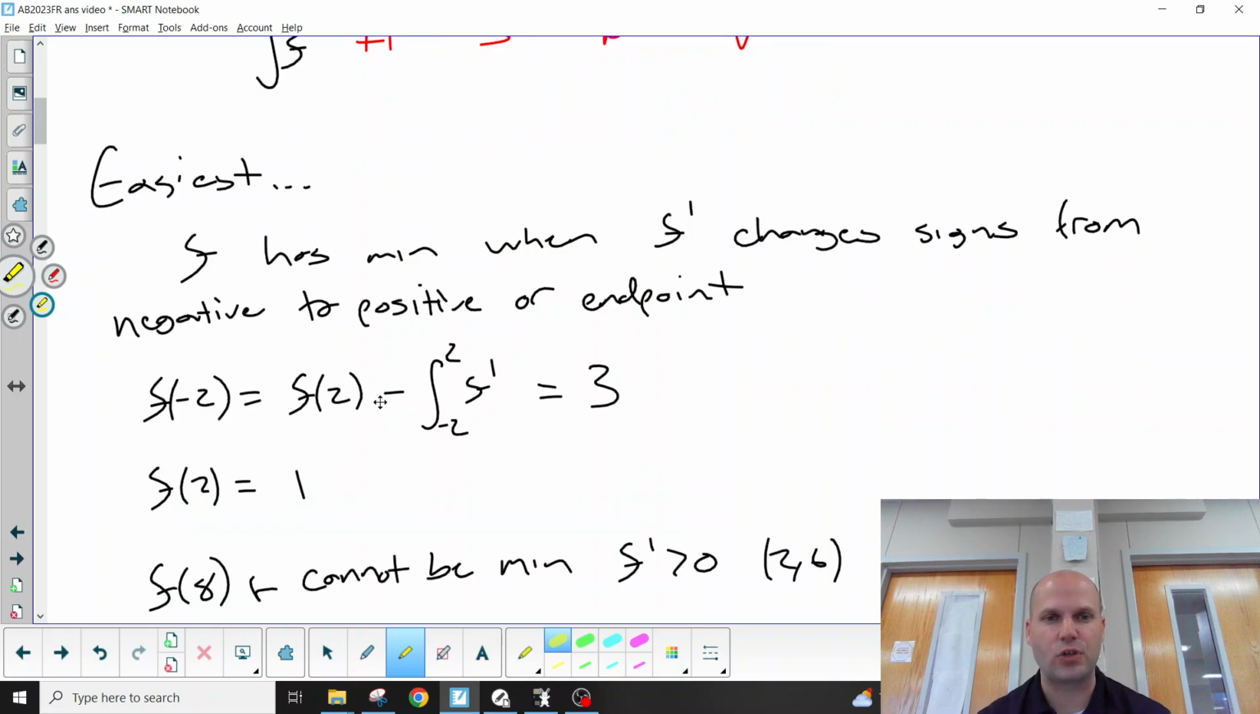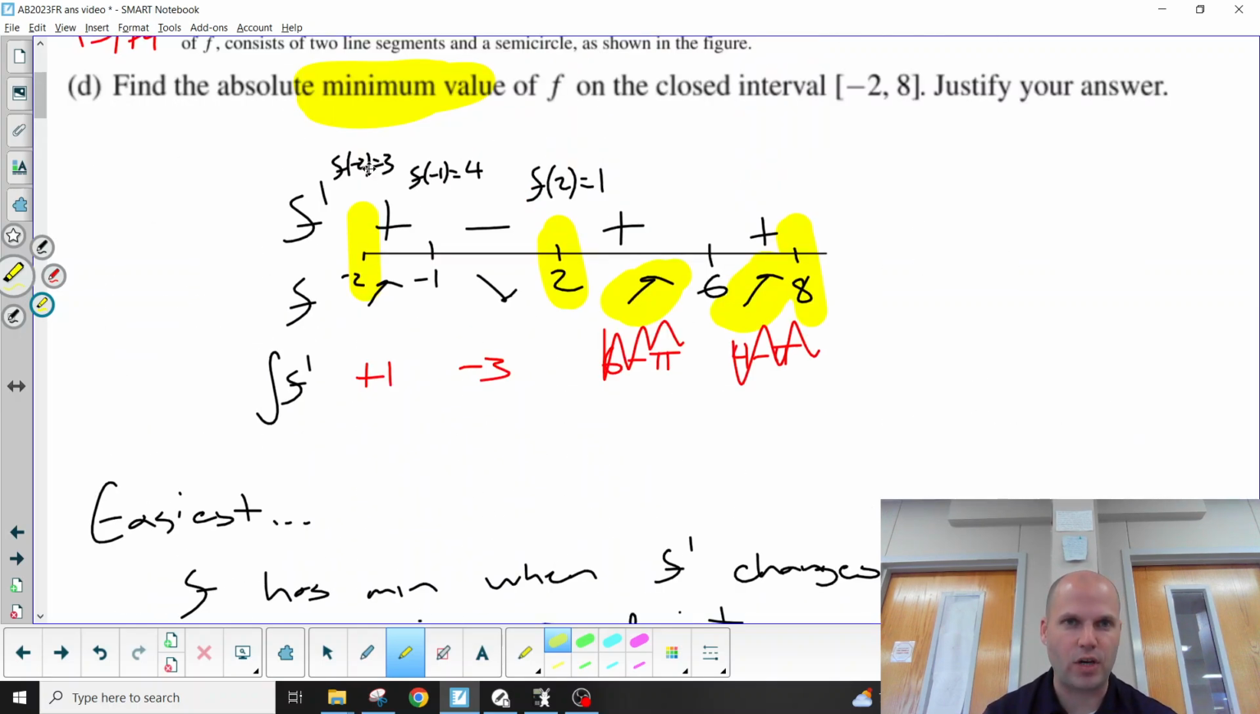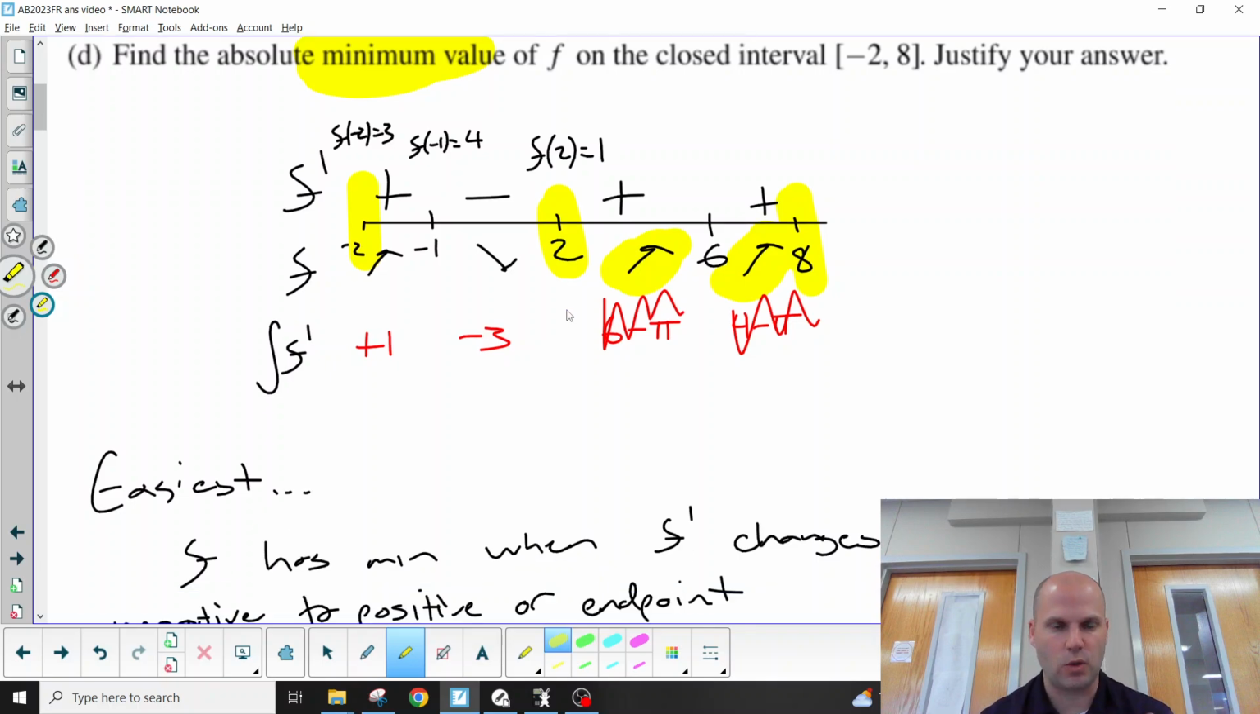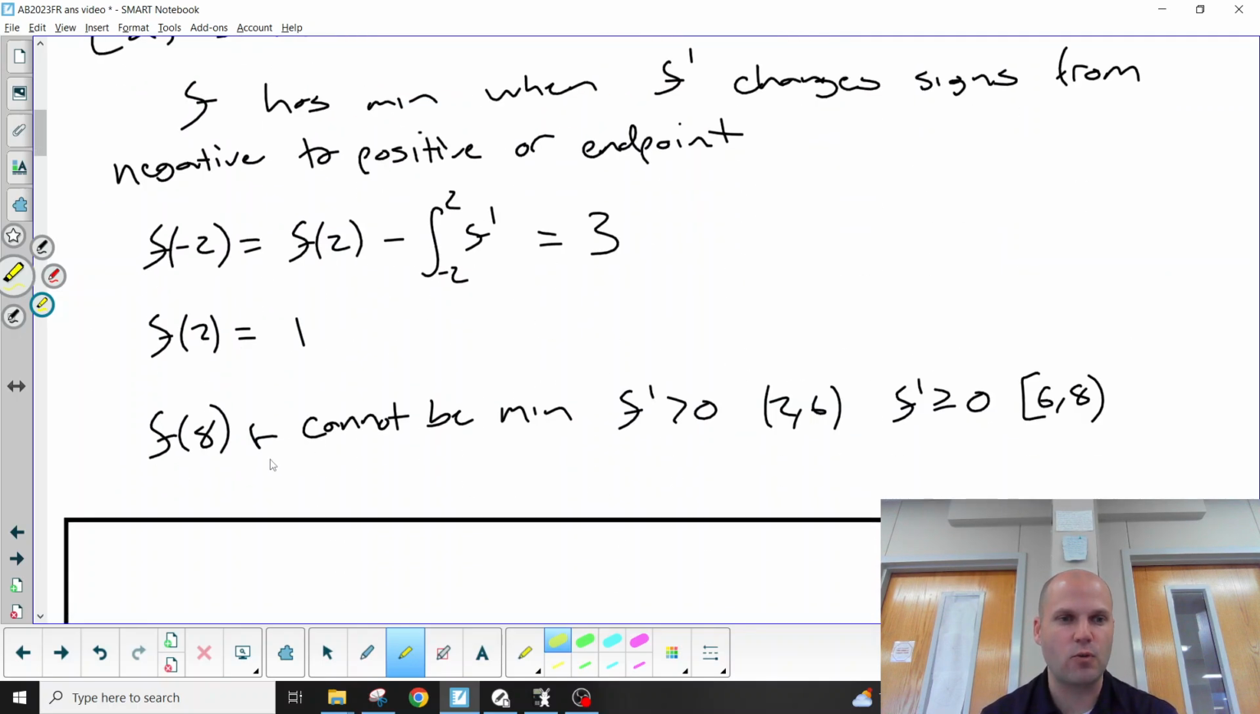So I say I got f of 2 and then I subtract the integral from -2 to 2. You could say f of 2 plus the integral from 2 to -2. But you see you got 3, add 1, you get 4, you subtract 3, you get to 1. So you get that, you got f of 2 and 1, and then look at what I did for f of 8. I said f of 8 cannot be the min.